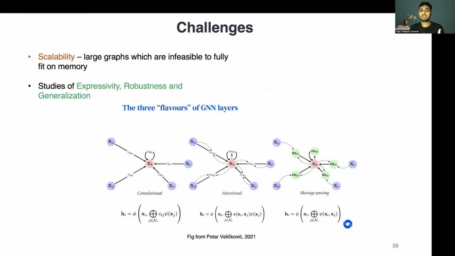The second question is the studies of expressivity, robustness, and generalization. How are the attentional and message passing flavors different from convolution and others? And how can we evaluate this in terms of theoretical expressivity, robustness, and out of distribution generalization?